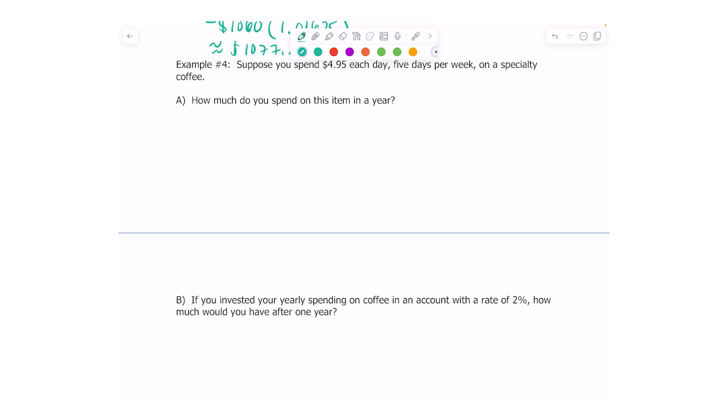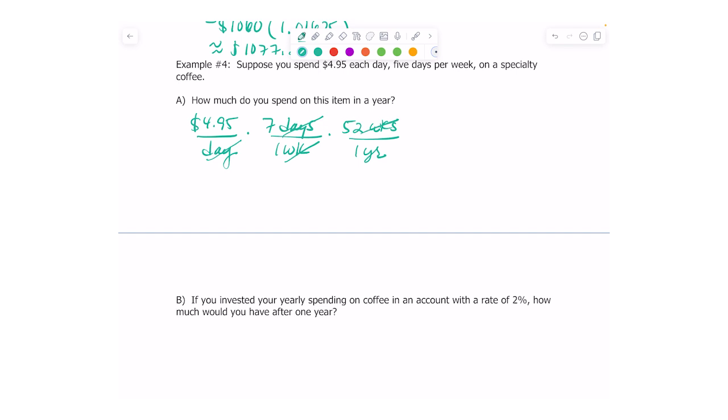So first, let's figure out how much you spend on the item in a year. So we know that you spend $4.95 per day, right? And we know that there's 7 days in 1 week. So my days will cancel. And since I'm looking for years, I know that there's 52 weeks in 1 year.